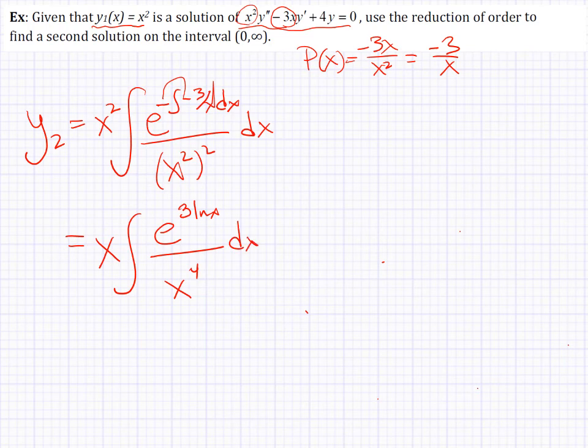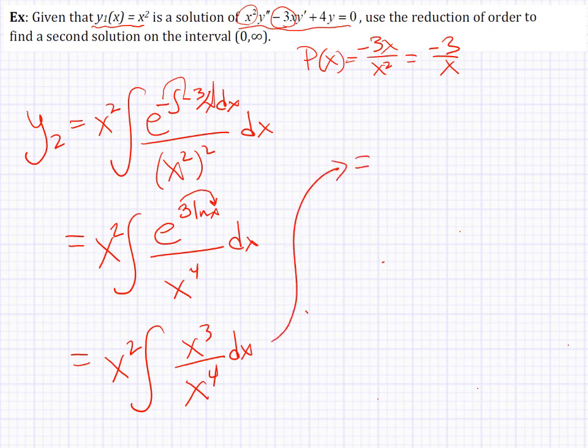Now, in order to simplify the e and the log, we know we've done this before, but remember, you've got to bring the 3 in first as a power, then cancel. So what do we end up with? This would be x squared times the integral of x cubed over x to the 4th dx, which would then give us x squared times the integral of 1 over x dx if we simplified, which would then give us x times ln of x.